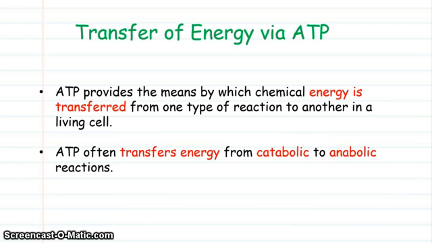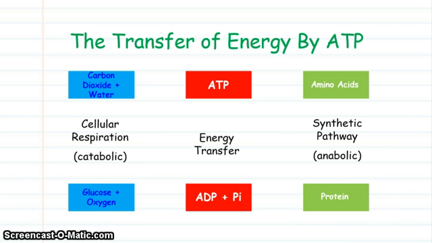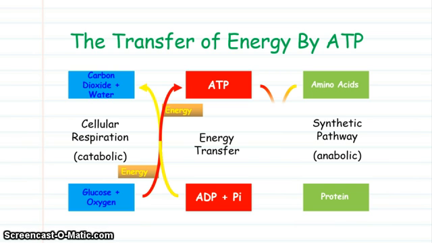It can be made from catabolic reactions such as respiration, but it's used in anabolic pathways. For example, glucose and oxygen gets broken down into carbon dioxide and water. This is aerobic respiration and produces ATP. That ATP, the energy within the ATP, can be used in anabolic processes such as synthesizing proteins from amino acids.